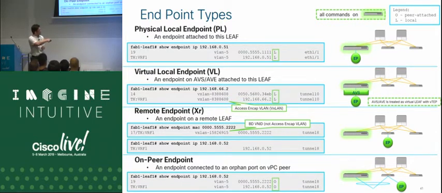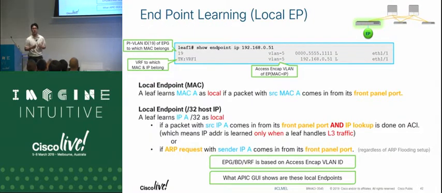In this case, this endpoint is on another leaf, but that other leaf is a VPC peer of this leaf. So that one is specifically called on-peer endpoint. But what's important here is local endpoint and remote endpoint. Because this endpoint concept is new in ACI, we need to learn how we learn these endpoints. The way we learn the endpoint is different if it's local or remote. So let's take a look at how we learn those endpoints.